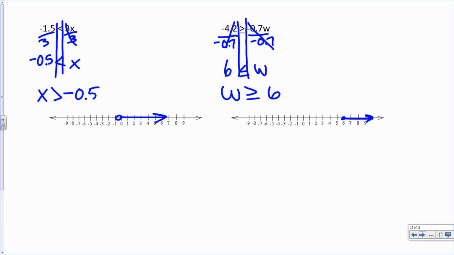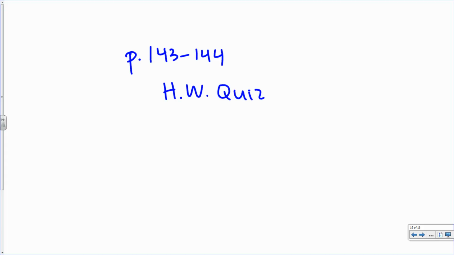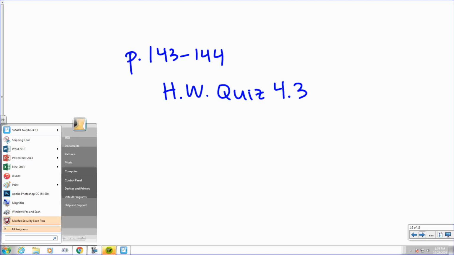So we have quickly practiced several different types of problems, so now you need to go ahead and get onto your homework. There should be a worksheet for that. It's on pages 143 through 144. When you're done, you need to do homework quiz 4.3. Make sure you get your homework graded before you do your homework quiz.